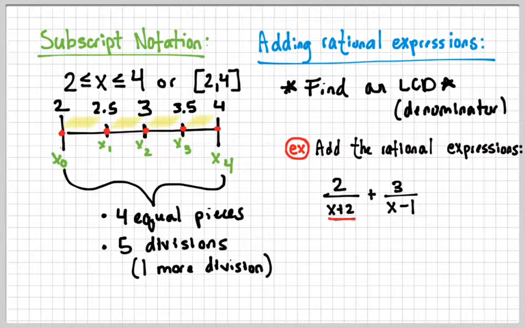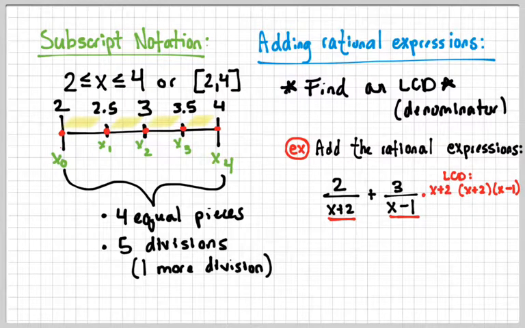Now the LCD is actually going to be whatever our denominator is. So it's going to be, if we want to define it, x plus 2 and x minus 1. That's going to be our end product. So we're going to multiply actually here by what's missing. So on the right, we are missing x plus 2.